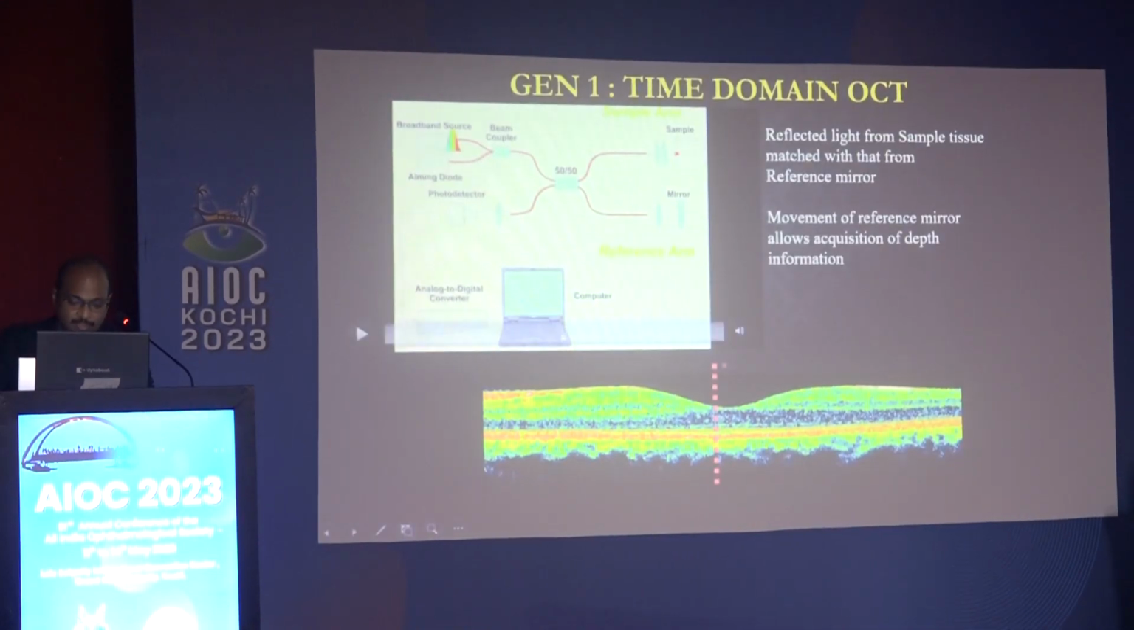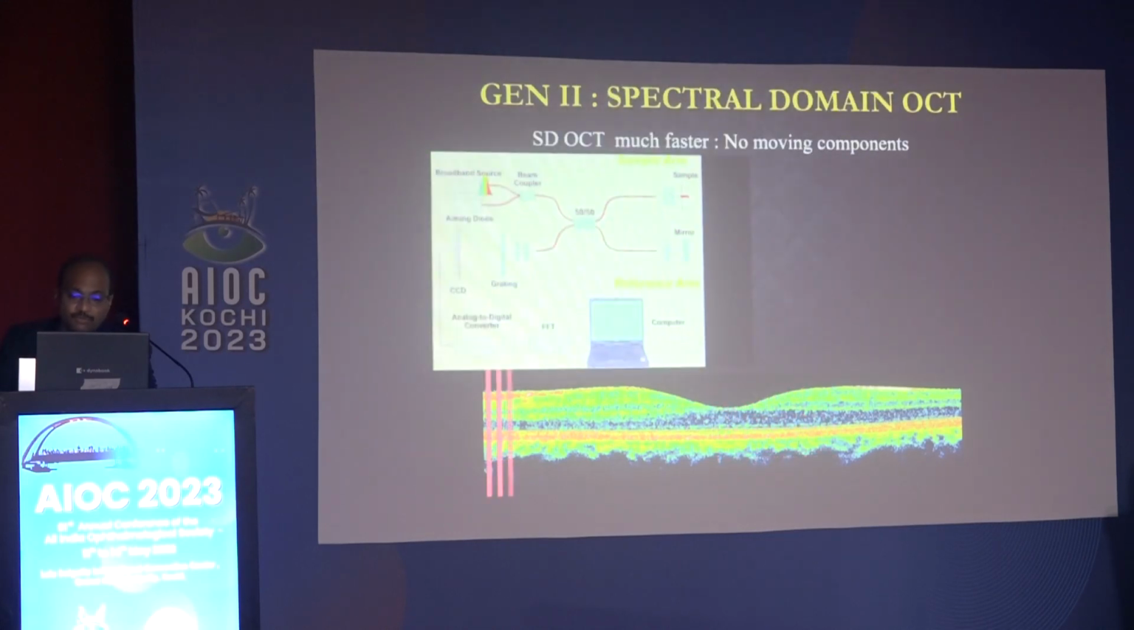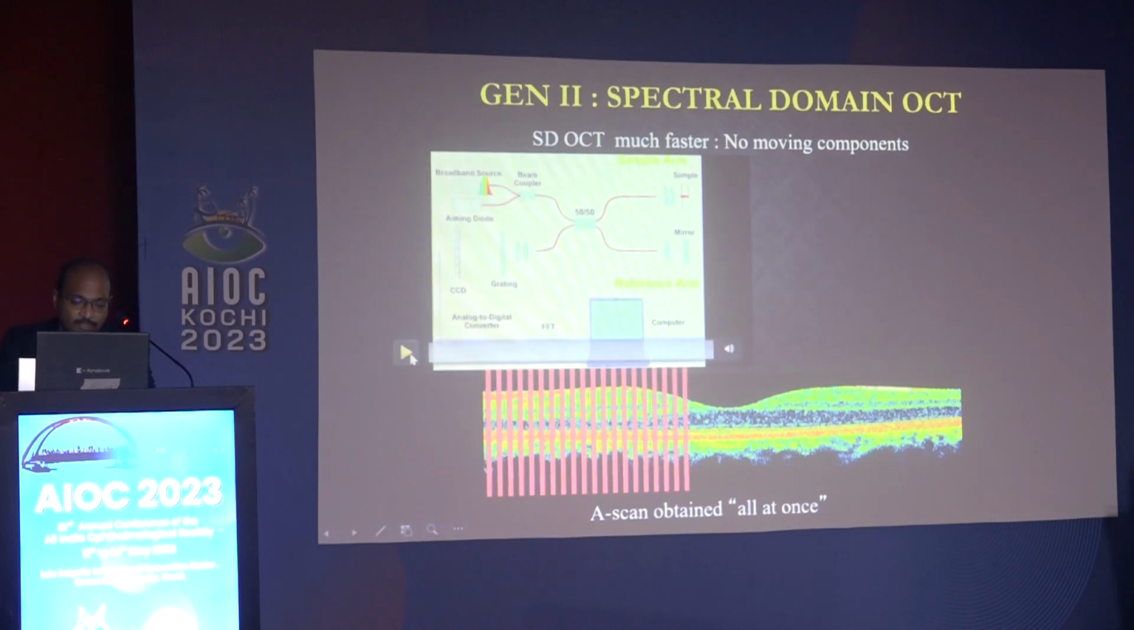So this is the original time domain OCT, where reflected light from a sample tissue matched with that of a reference mirror, and you see this movement of the reference mirror allows acquisition of depth information. But because there's a moving part inside, it was pretty slow. We then moved on to spectral domain OCT, which is much faster, simply because there are no moving components, and you get almost all the A scans in one shot.